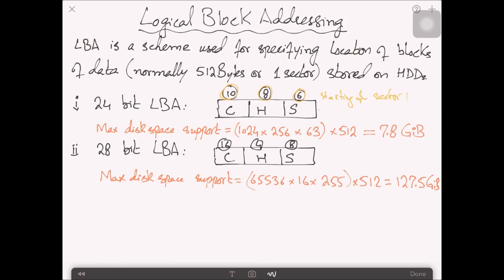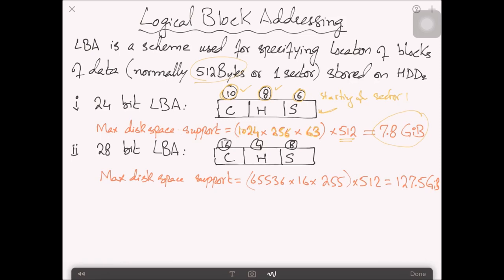So keeping this configuration in mind, the maximum number of cylinders can be 1024 because it has 10 bits. The maximum number of heads can be 256 because there are 8 bits for the heads. And the number of sectors is 63 because there are 6 bits for this. And each sector is of 512 bytes, so we multiply this with 512 bytes, and the maximum possible size of the hard disk that a 24-bit LBA supports is 7.8 GB.